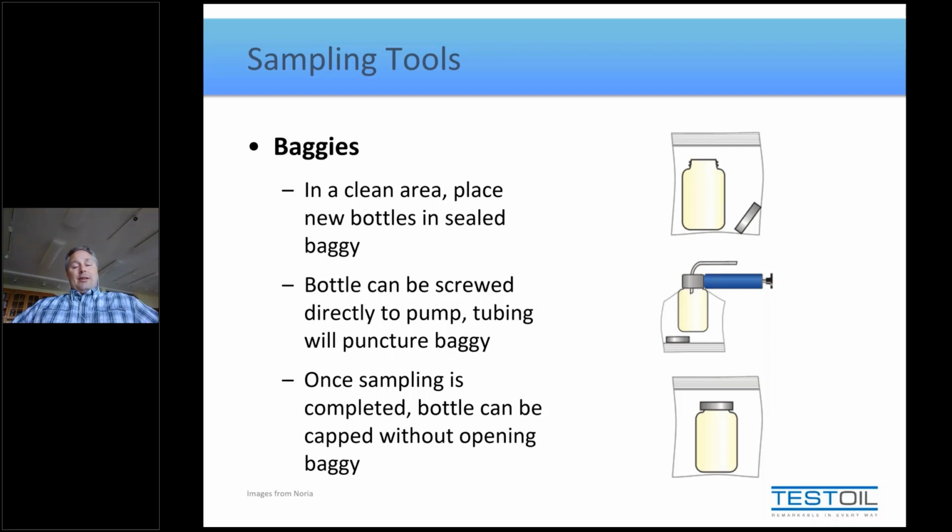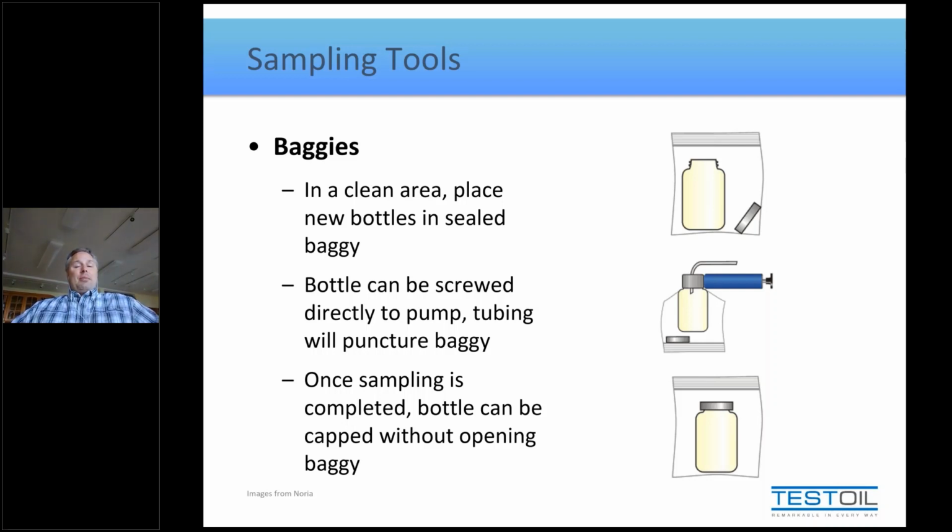Take your bottle with the lid off, leave it in a Ziploc bag, little sandwich baggie. Seal the baggie, and you've got yourself a bottle in a clean bag. When you go out into the dirty environment, you can take that bottle in the bag and you can still thread it onto your sample pump. Because as you can see in the picture, the tubing sticks out below the sample pump. It will poke into that bag and puncture the bag as you screw the bottle to the pump.